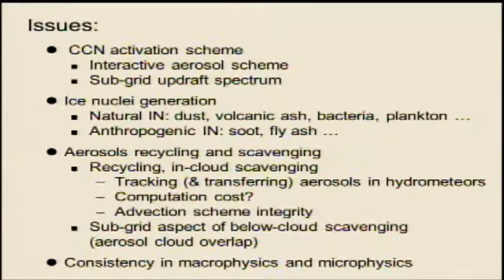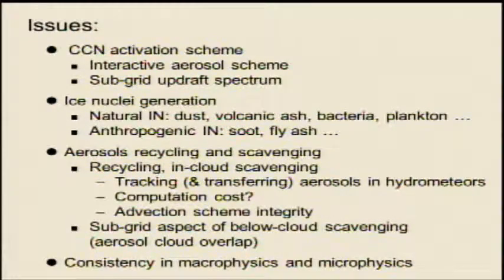So we haven't figured out yet how many aerosol species we need to include in the model. And also, treating all those particles, and particles in particles, needs an accurate advection scheme. So we are thinking about how to improve the advection scheme.